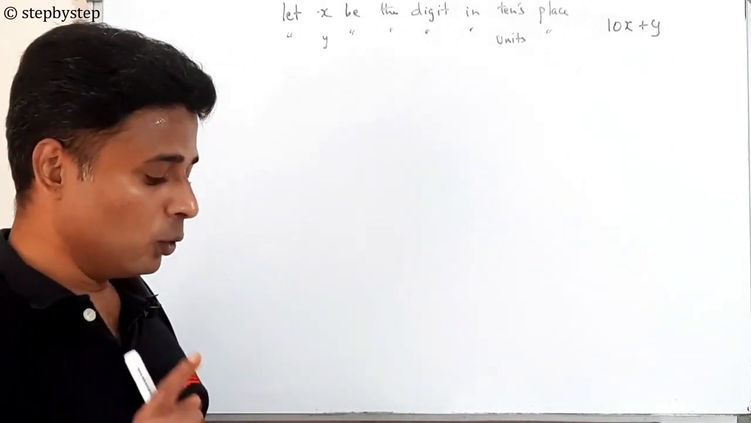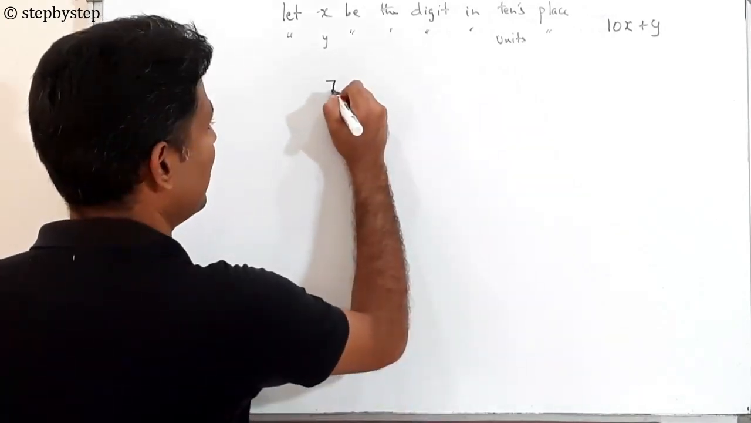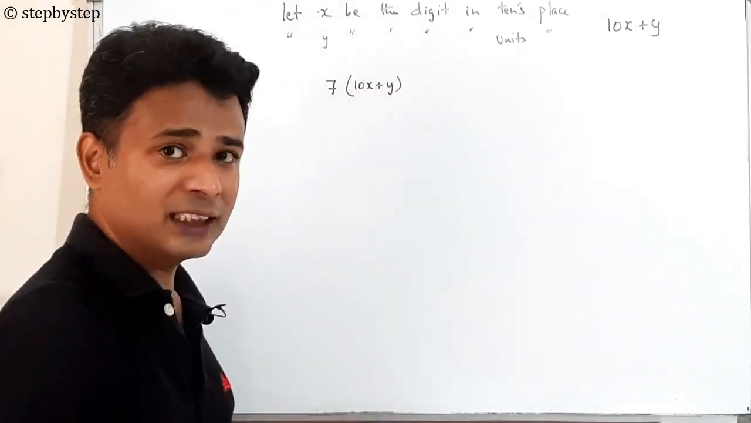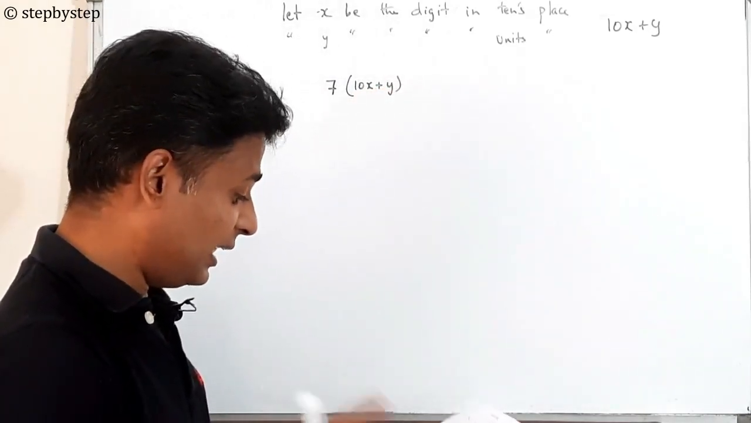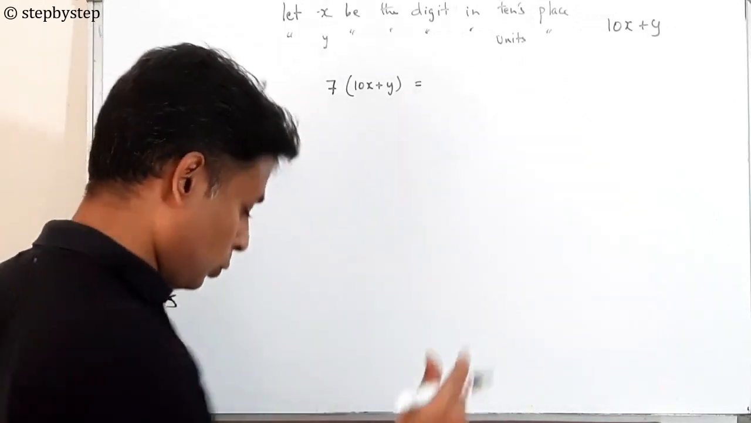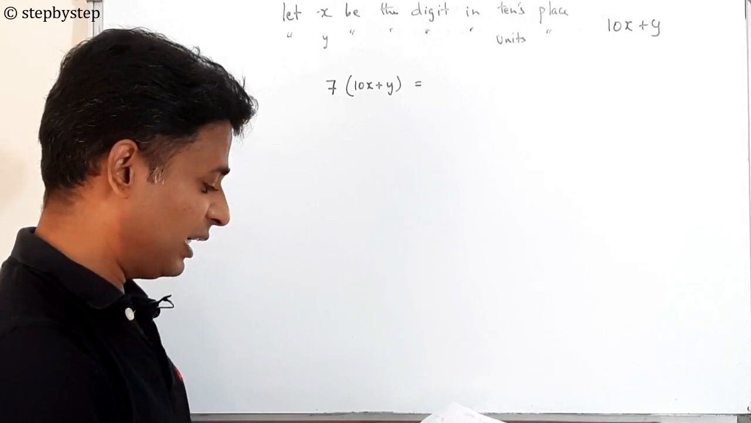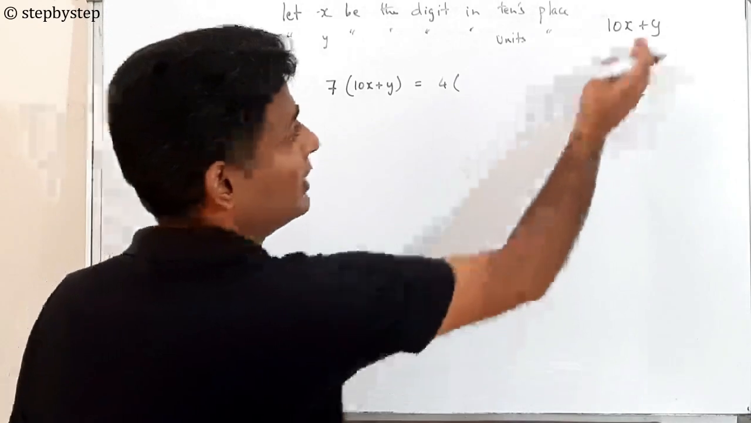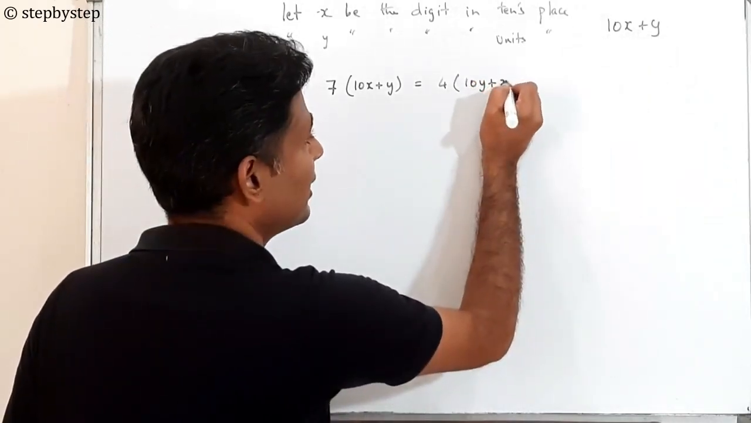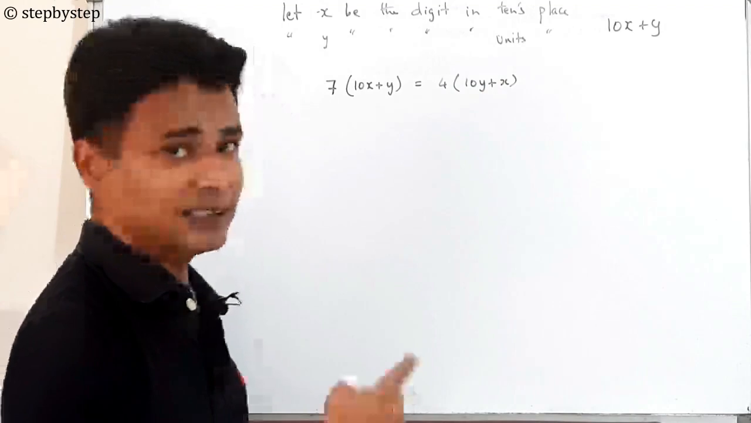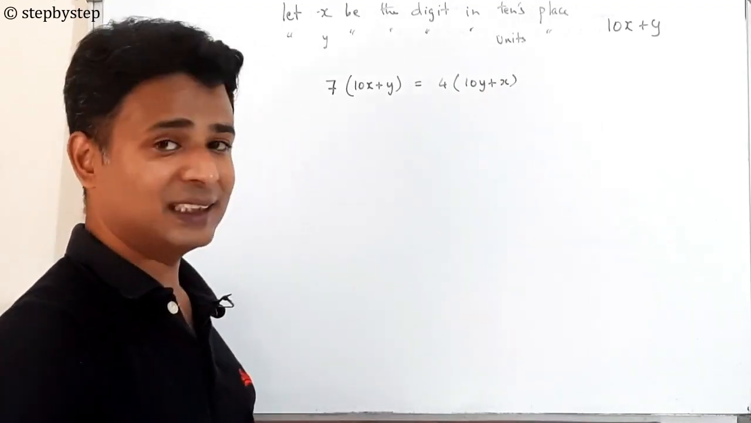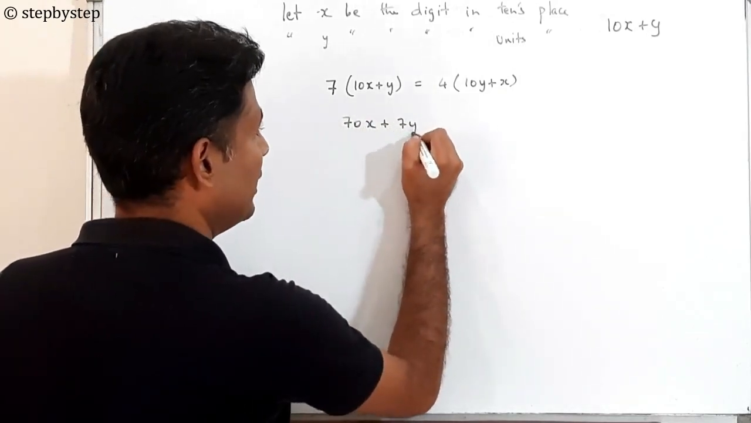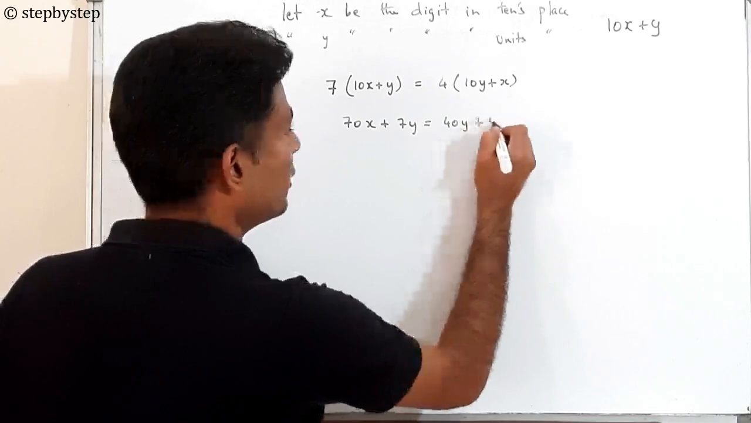Alright. So 7 times a 2-digit number. So first thing they have given us, 7 times a 2-digit number, which means 7 into 10x plus y is equal to 4 times the number obtained by reversing the order of digits. What do you get when you reverse the digits? If you remember, it is 10y plus x. Alright, this is one thing. And second thing they have given is sum of digits is 3. So now first we'll simplify this. We'll get 70x plus 7y equal to 40y plus 4x.